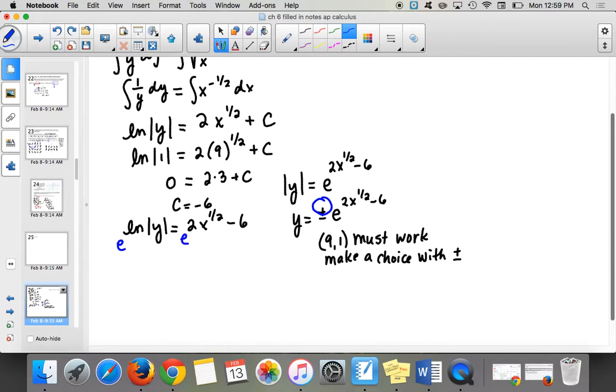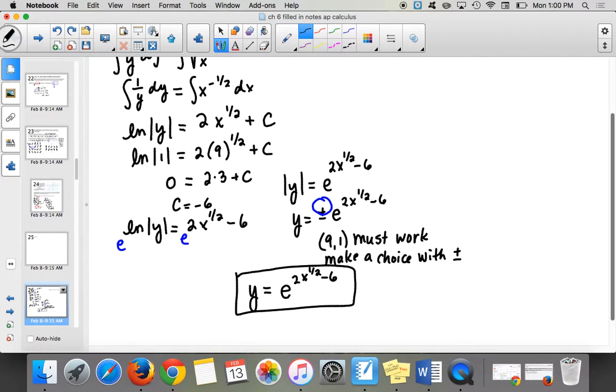What does the AP test do most of the time now? Makes it the negative 1, because people do what you just said and they get rid of their absolute value by erasing the lines, which is not the correct way. You can't just erase the lines. You have to put plus or minus. Now you have to make a decision. Okay, so our final answer is going to be y equals e to the 2x to the 1/2 minus 6, like that. Or you could do 2 square root of x minus 6. Okay, kind of complicated, right?